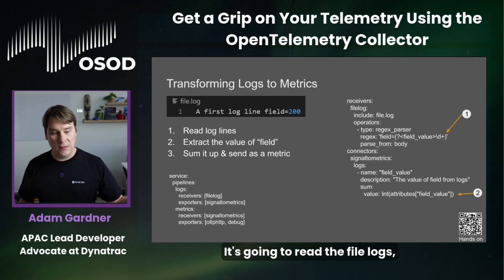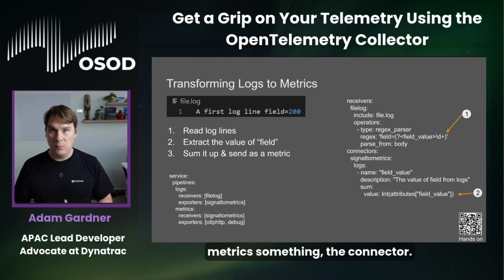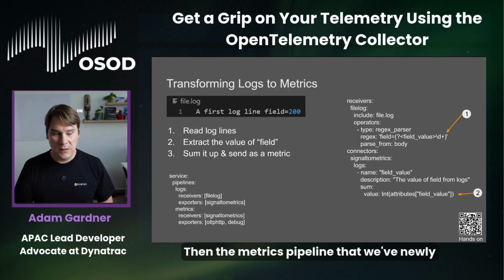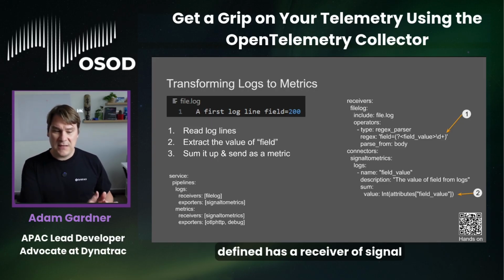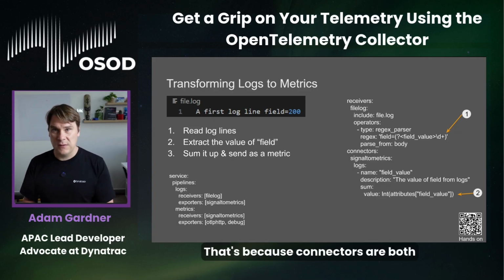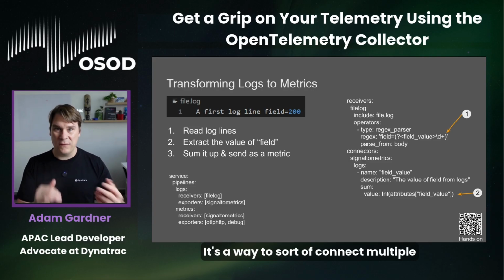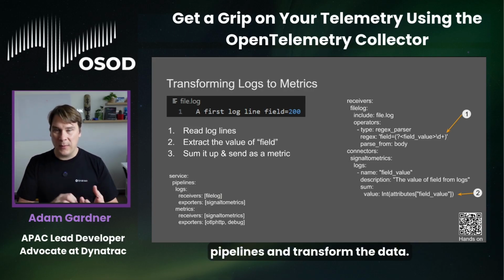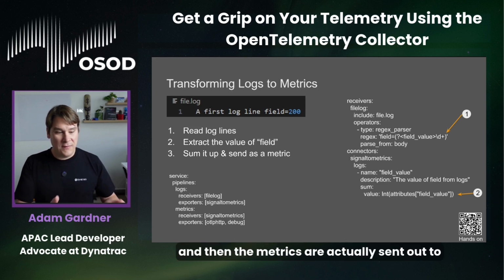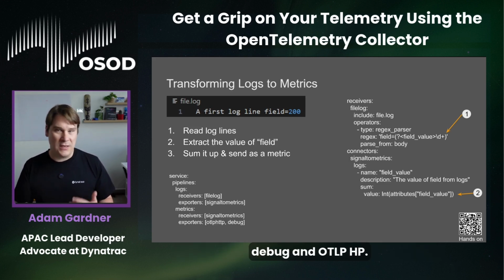It's going to read the file logs and export to the signal to metrics connector. Then the metrics pipeline that we've newly defined has a receiver of signal to metrics. That's because connectors are both exporters and receivers. It's a way to connect multiple pipelines and transform the data. And then the metrics are actually sent out to debug and OTLP HTTP.